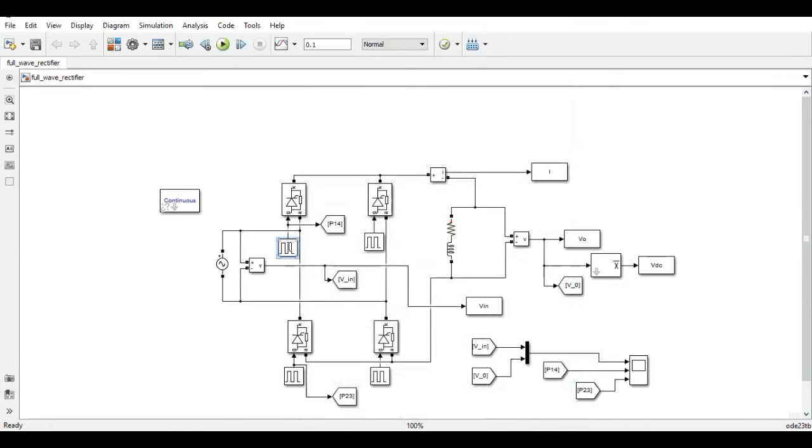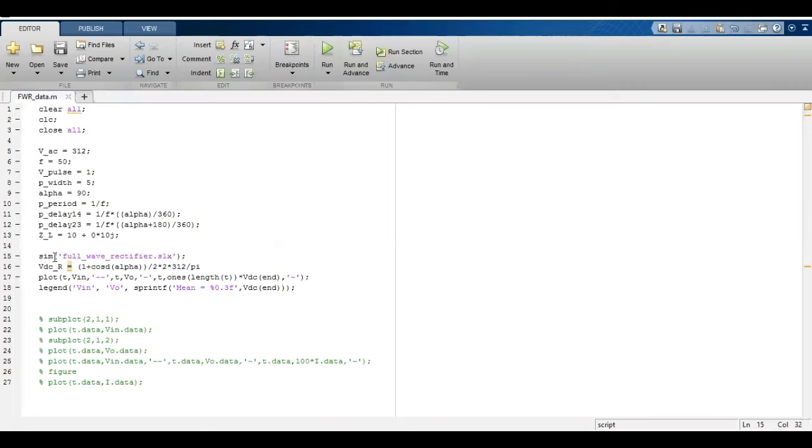And remember one thing, that this is the switch number 1, this is the switch number 4, this is the switch number 2, and this is the switch number 3. So switch number 1 and switch number 4 will be triggered at the same time, and switch number 2 and switch number 3 will be triggered at the same time. This is how a full wave bridge rectifier works. So I can specify one variable for triggering these two switches, and one variable for triggering these two switches. So this is what I have done over here.